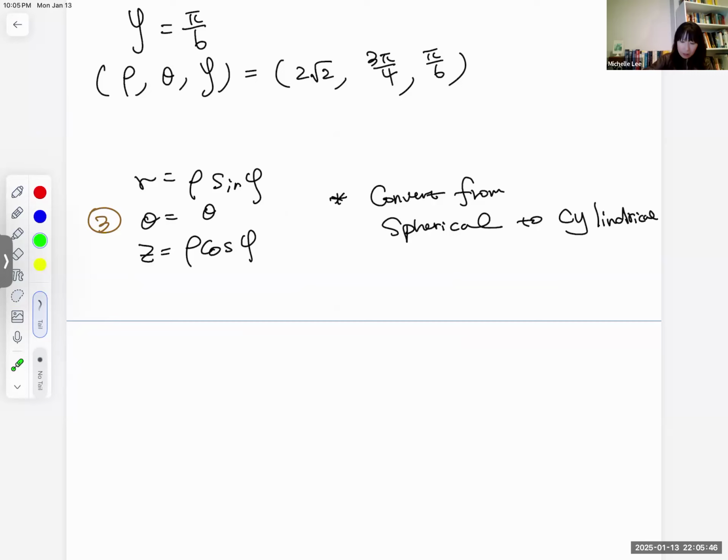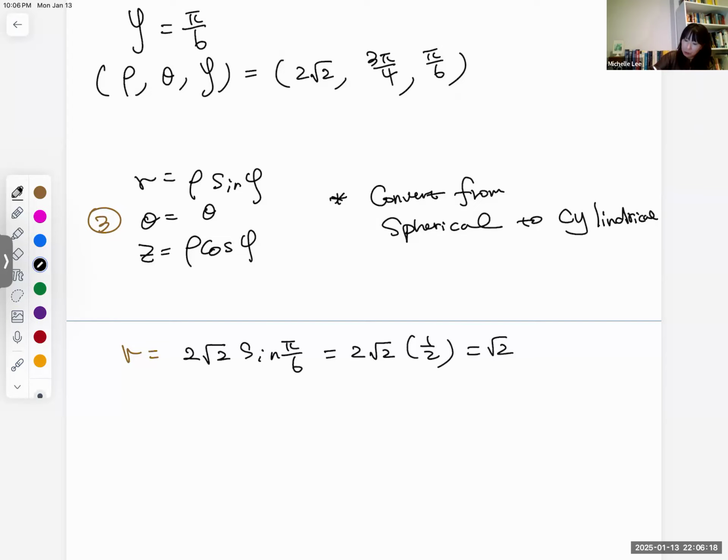We have there, right? So r equals rho. So rho will be 2 square root of 2 sine phi. Sine phi, be careful. Phi is pi/6. So that will be 2 square root of 2 sine pi/6, which is 1/2. So we get square root of 2. Theta equals theta, so 3 pi/4.